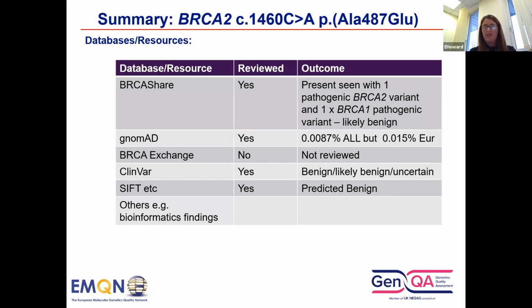So the overall summary was it was on BRCA Share, present in 1 pathogenic BRCA2 variant and 1 BRCA1 pathogenic variant as likely benign. It's on gnomAD at 0.015% in Europeans. It's not on BRCA Exchange. It's on ClinVar as benign, likely benign, and uncertain, and it's predicted benign using the in silico algorithms.